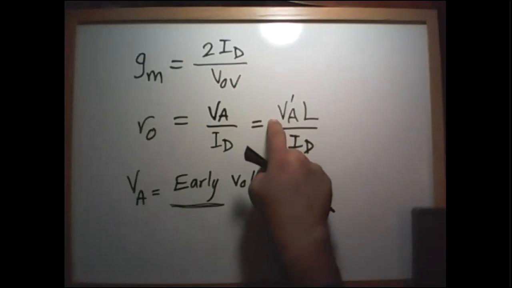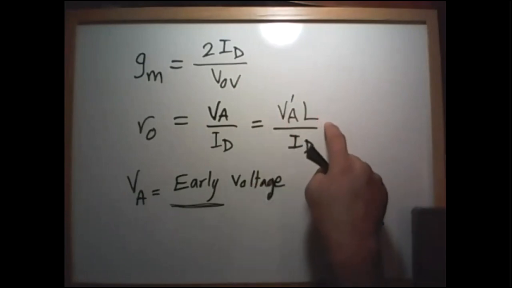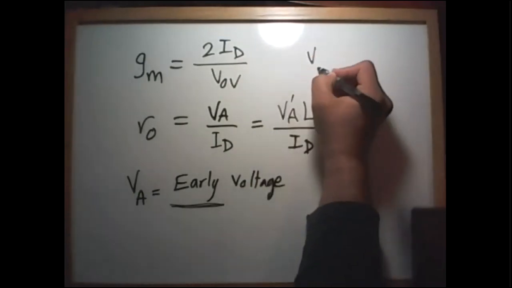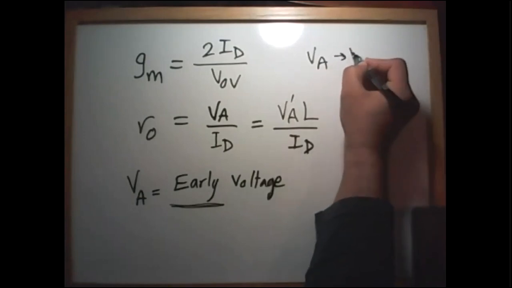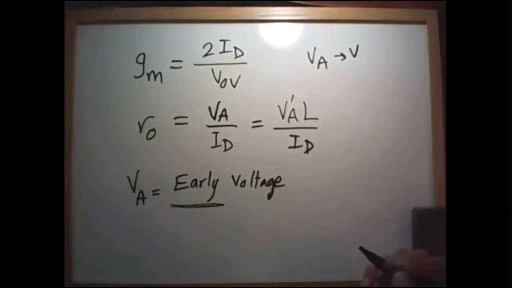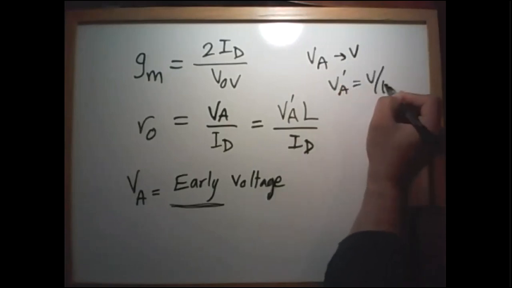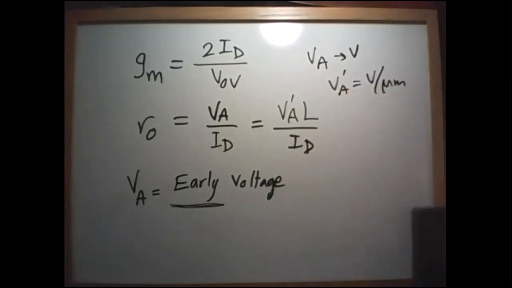Okay. If VA prime is given, then you also have to get L or find it somehow to multiply them, because this VA is in volts, but VA prime is in volts per unit length, micrometer, meter or whatever.